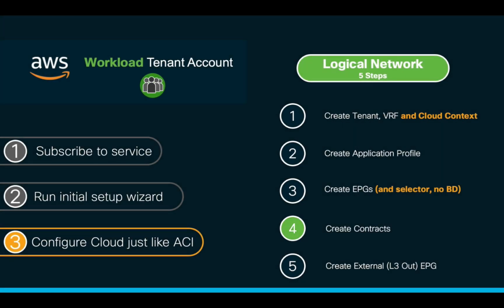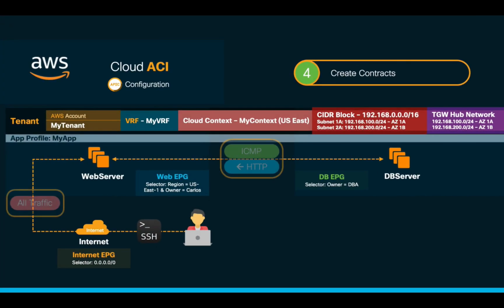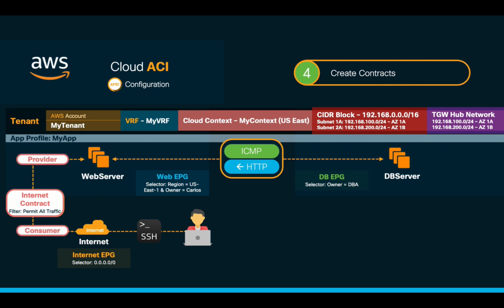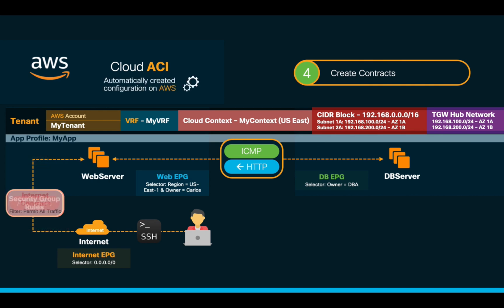In this case, we will want to allow all traffic coming from the internet to access our web server instance. Therefore, the consumer will be the internet and the provider will be the web EPG. And this configuration should result in automating the right security group rules on AWS.